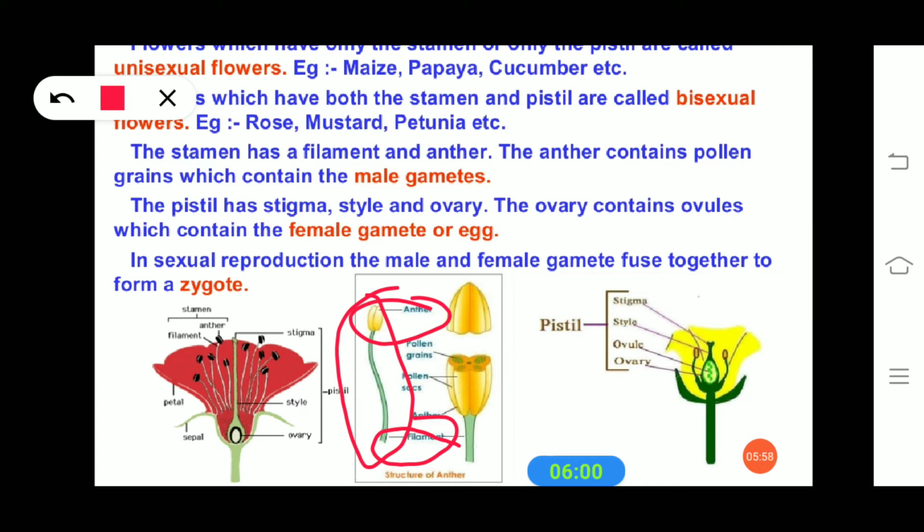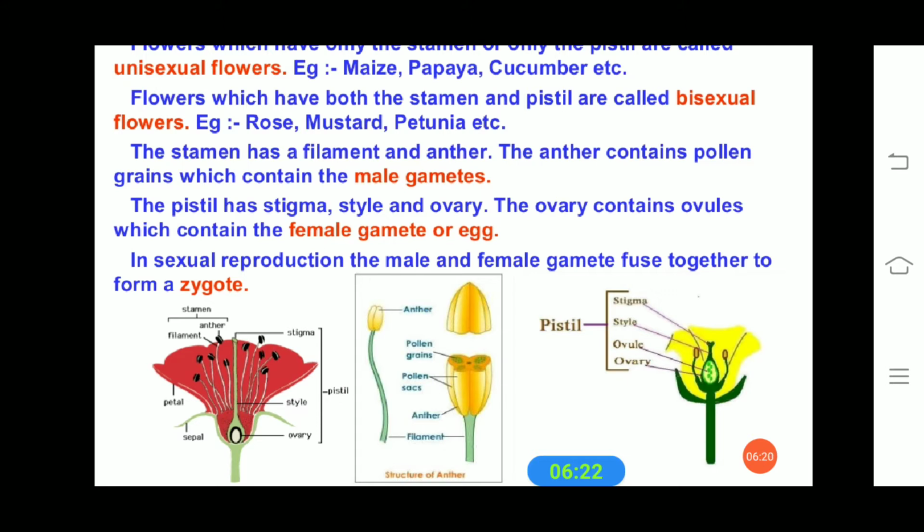In this stamen, this is the filament, and this one is the anther. The whole yellow colored structure you can see here is what we call the anther, and below it is the filament. This is the structure of the stamen. In this stamen we can see two parts, one is filament and another is anther.